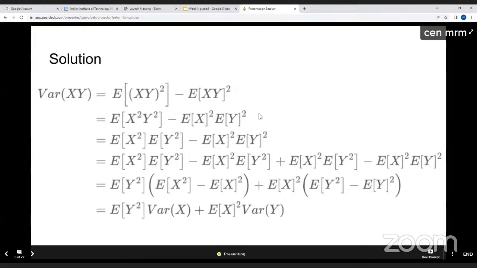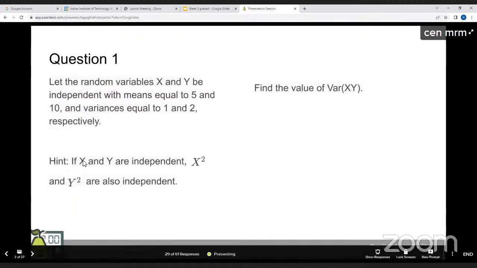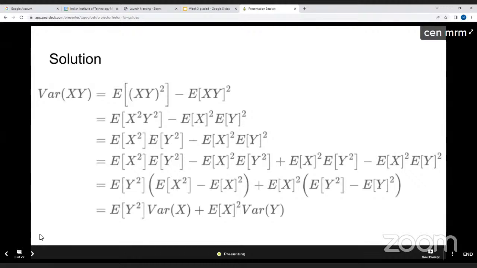In the hint, we had seen that if the two random variables x and y are independent, we will also say that x square and y square are independent. The same thing we will apply in the third step. So the expected value of x square times y square becomes the expected value of x square times the expected value of y square because of the independence condition. Now look at the second term here in the third step, that is the expected value of x square, expected value of y square.